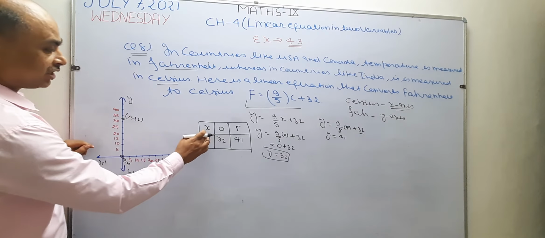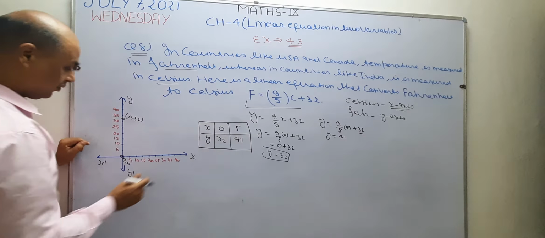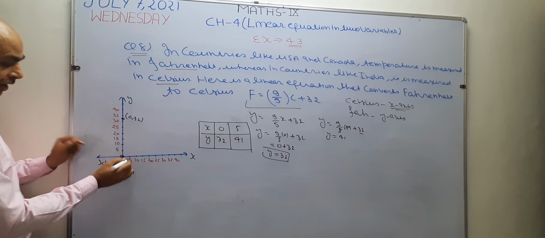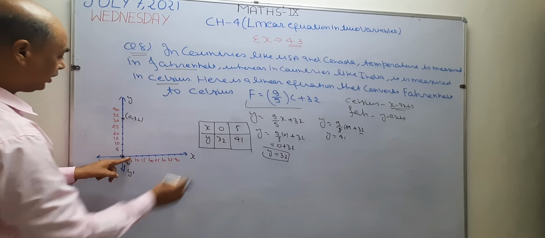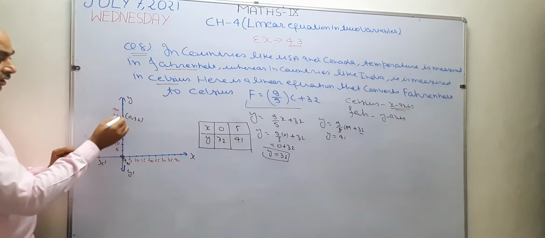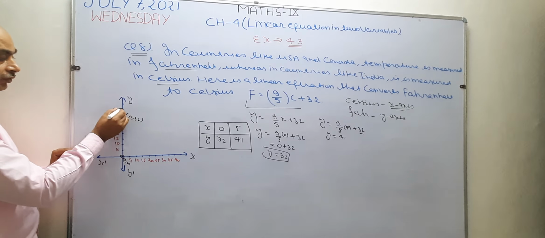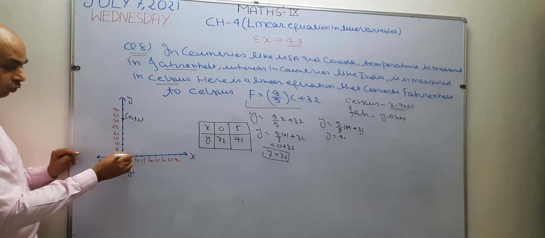Okay. Now next time what is given? x equal to 5. Where is x equal to 5? At this point x is 5 and y is given 41. Where is 41? This is 40. One above that point becomes 41. So I want to join these 2 points.